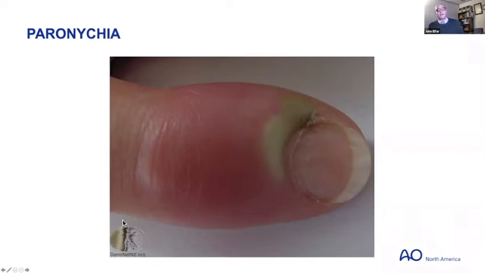All right, we're going to get now into some common infections. And I think that everybody knows these or needs to know them. This is a paronychia. This is an example of a paronychia.